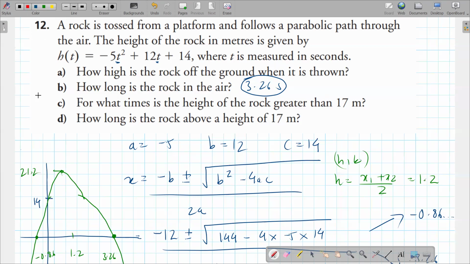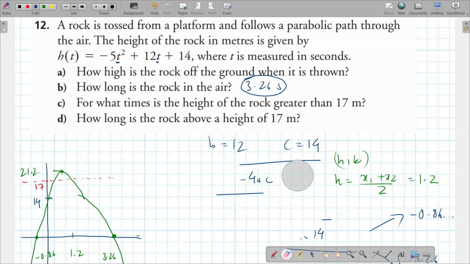So what this next question is asking you is why we have a graph. Even though the question didn't ask us to draw a graph, it's always helpful to have one. For part C, there's this line, 17 meters. What are the x values? This gives you an x value down here and another down here. Between these two x values, the rock is greater than 17 meters, so we need to find those two x values. How do you find them?